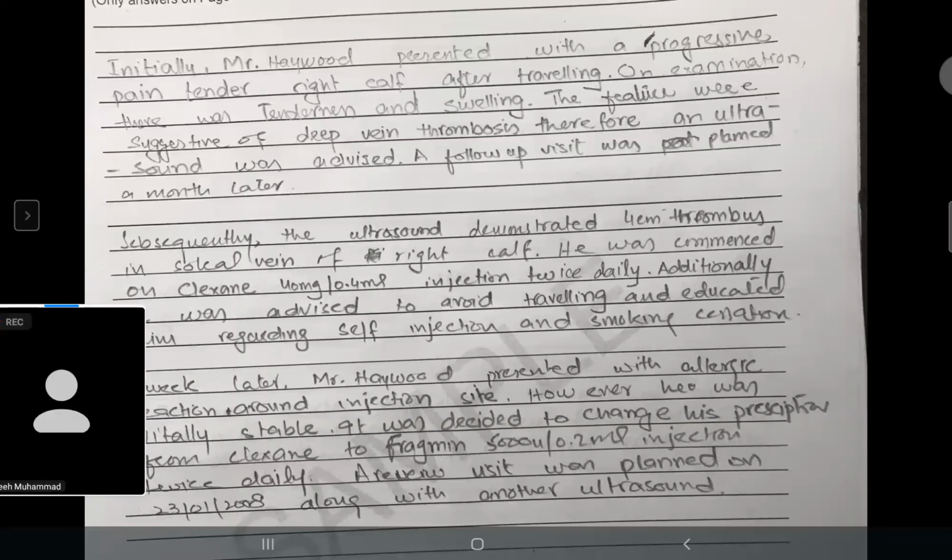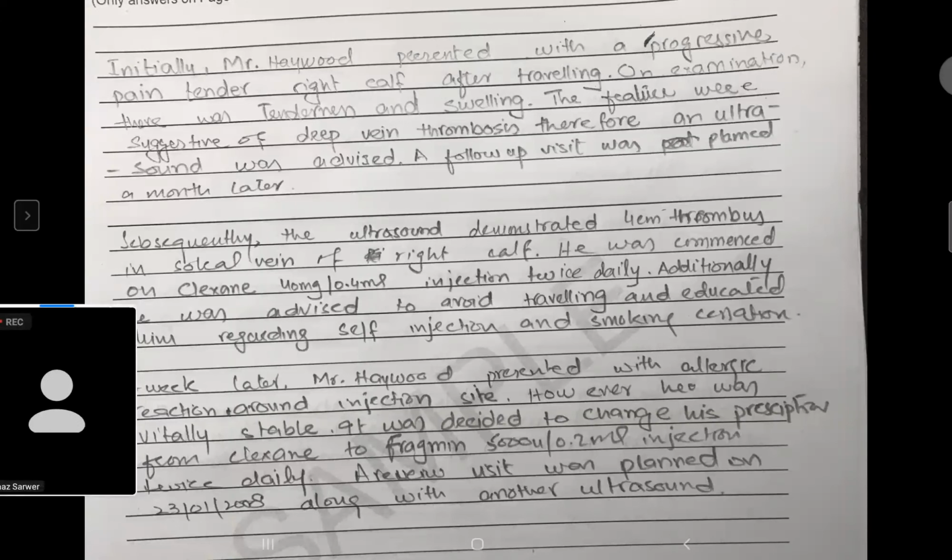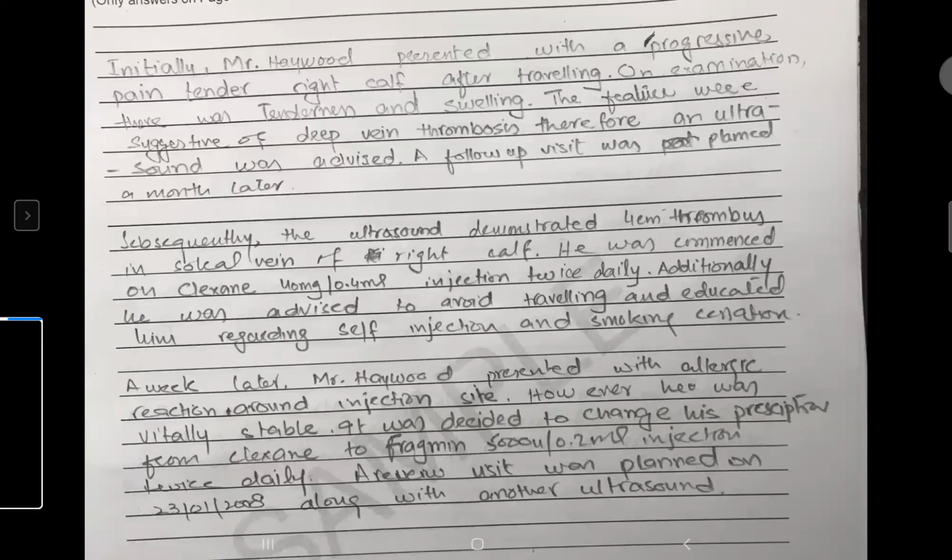Okay, let's see. Dr. Muaz, can you read this, please? Yes, madam. Initially, Mr. Haywood presented with a progressive pain, tender right calf after traveling. On examination, there was tenderness and swelling. The features were suggestive of deep vein thrombosis, therefore an ultrasound was advised. A follow-up visit was planned a month later. Subsequently, the ultrasound demonstrated a 4 centimeter thrombus in the soleal vein of the right calf. He was commenced.